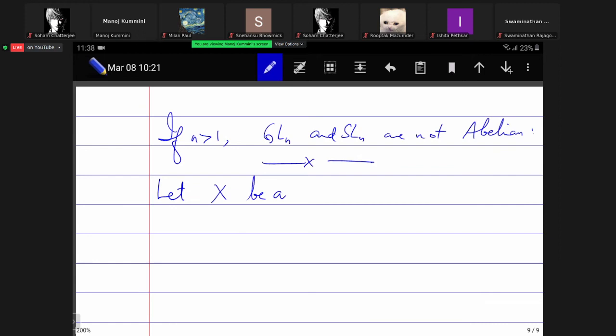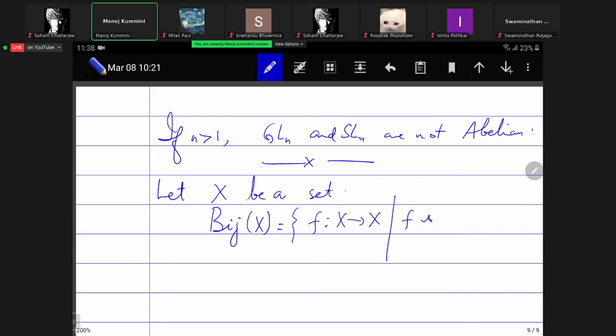Yes, thank you. So let X be a set. Consider, which I will write Bij(X), the set of all functions from X to X such that f is bijective. This set is a group under composition of functions.